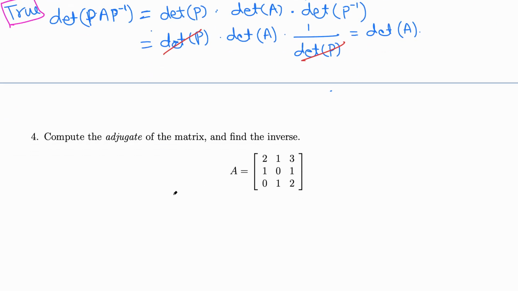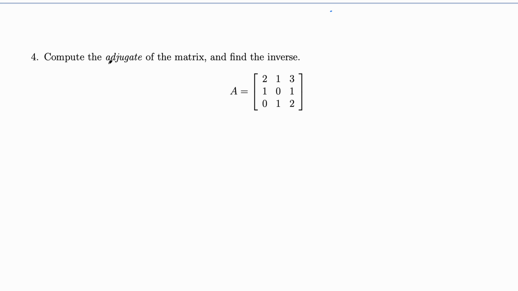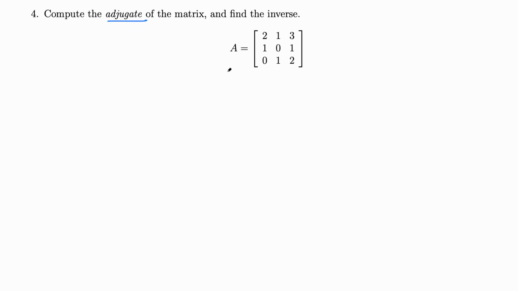Okay, now compute the adjugate or adjoint of the matrix and find the inverse. So we need to find the inverse by finding the adjugate. So this is A11, A12, A13, etc. Now we want to find the corresponding cofactors. Okay, C11, C12. So let me find that.